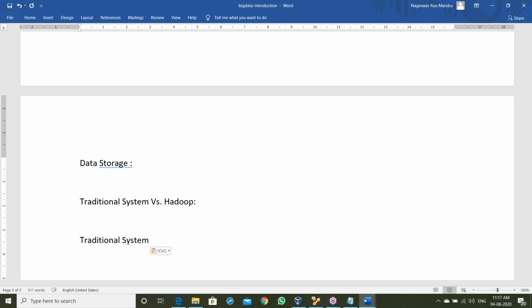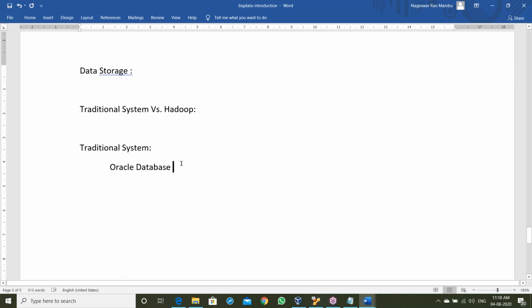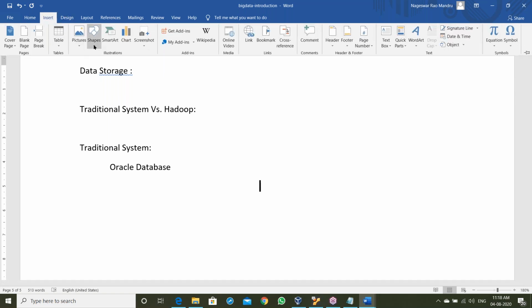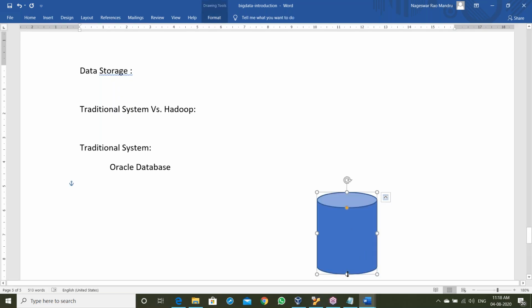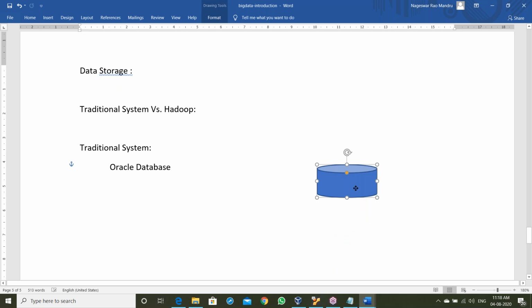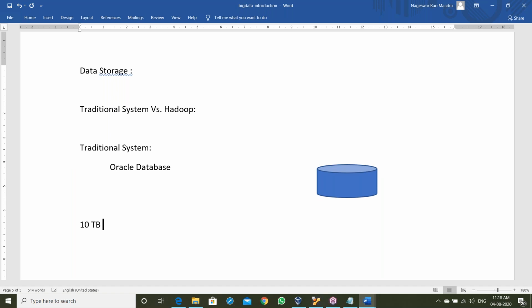Traditional systems, for example, the Oracle database. Suppose we take the Oracle database. How is storage done here? Initially, we have a database server, configured with, say, 10 TB. The database setup is done with a 10 TB disk, and suppose that disk gets filled.